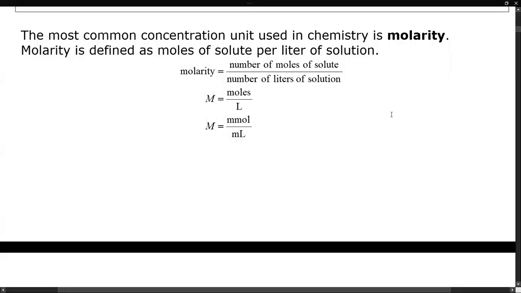The most commonly used concentration unit is the molarity. Molarity is defined as moles of solute per liter of solution. So molarity is moles divided by liters. Or you could say millimoles per milliliter. That can come into play, but we'll focus more on moles per liter in this particular course.